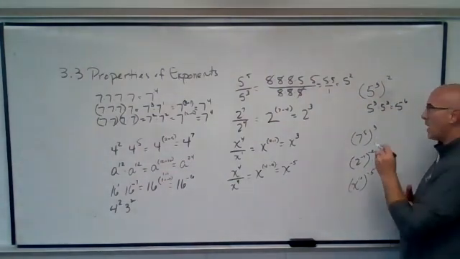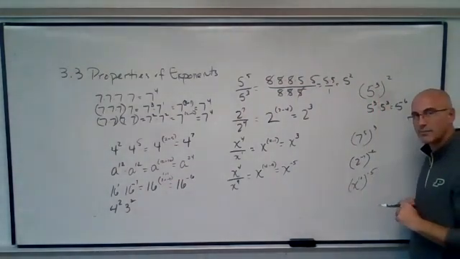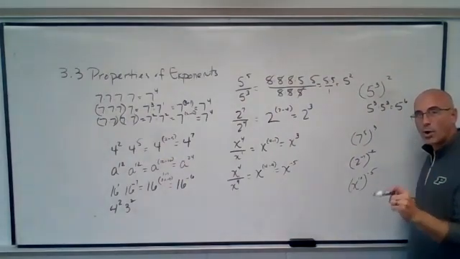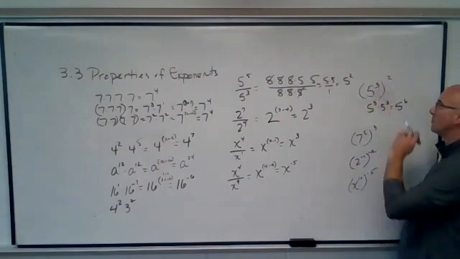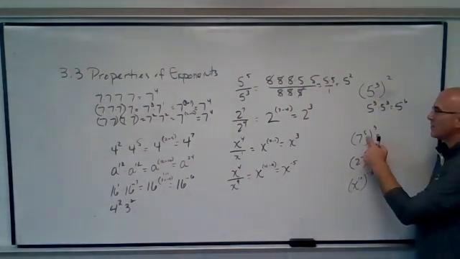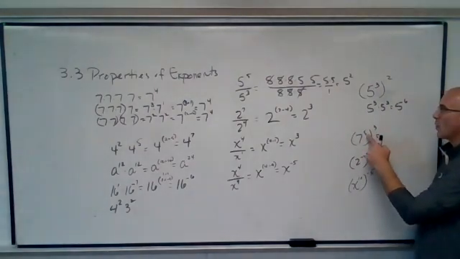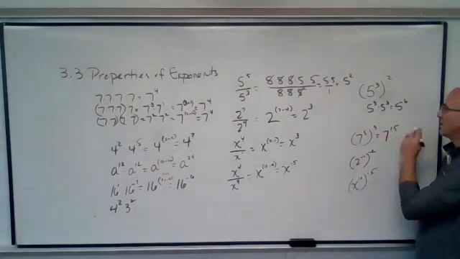But look at your original problem. How can we go from 3 to 2 and get 6? You guessed it. We are multiplying. When you take a power to a power, we multiply. So here, 7 to the 5th to the 3rd, we are going to multiply the exponents. 7 and then 5 times 3 is 15.